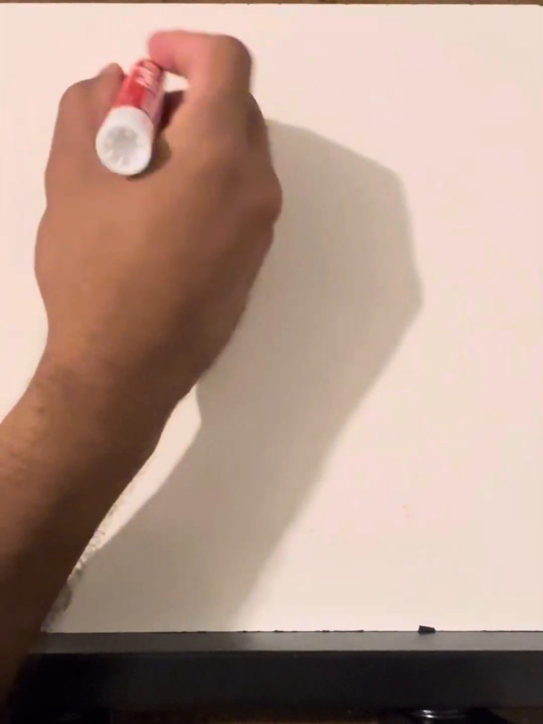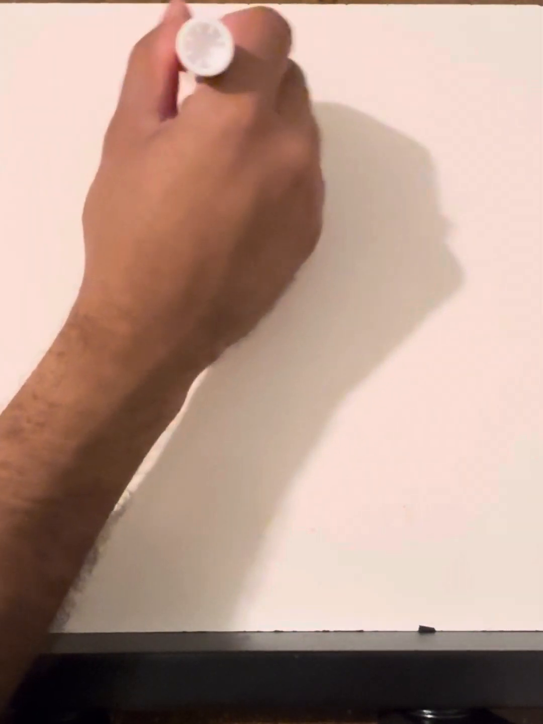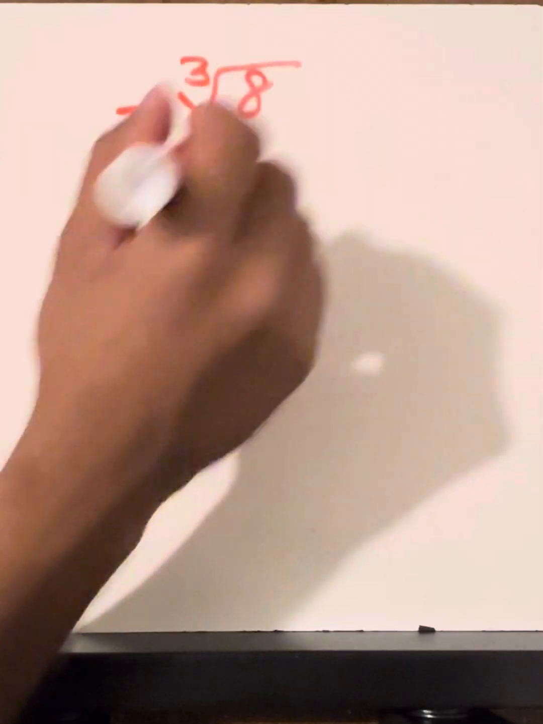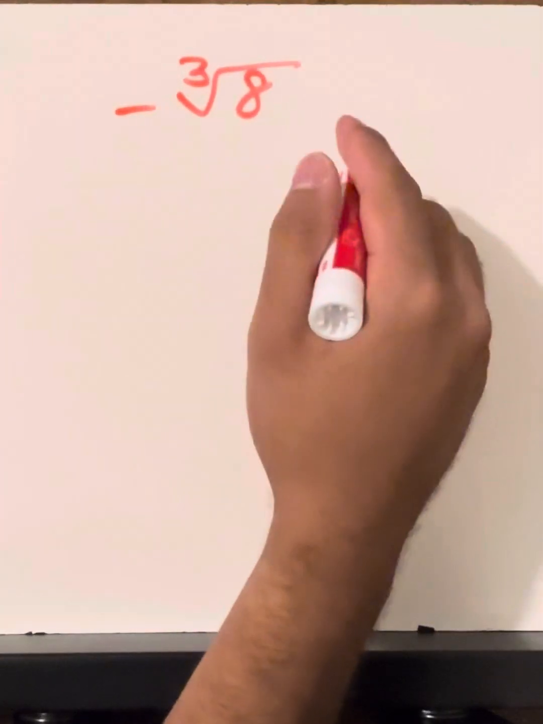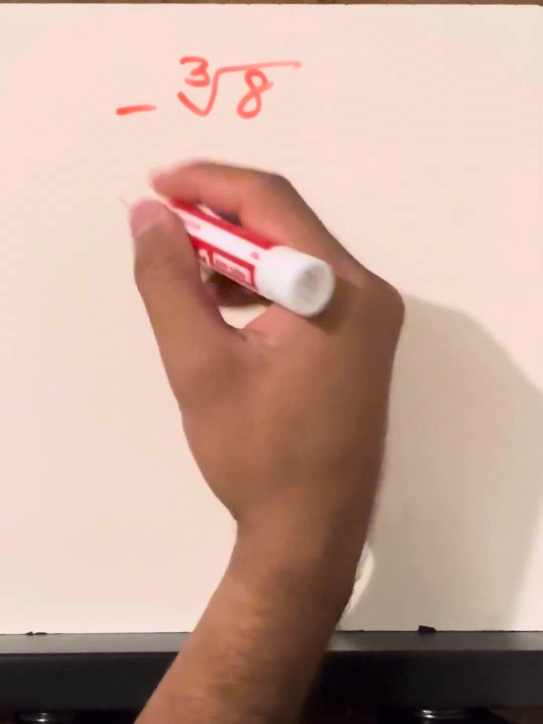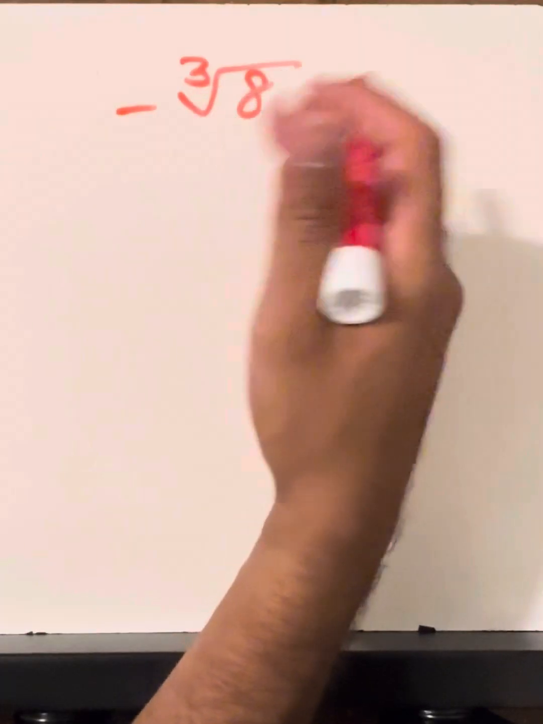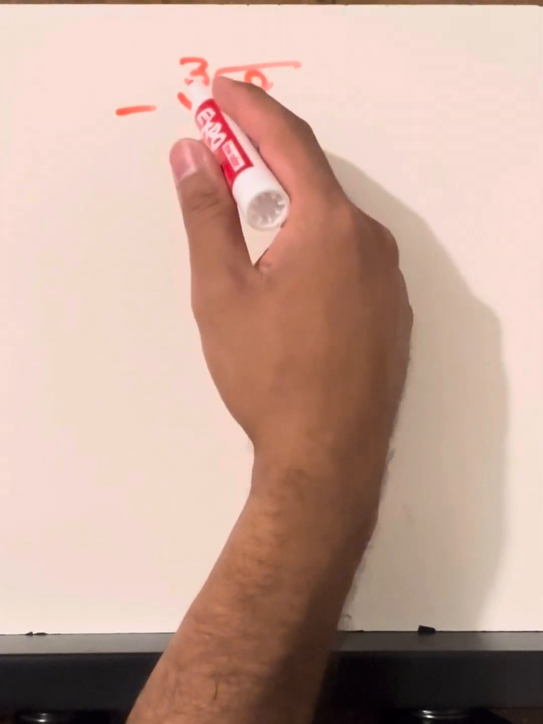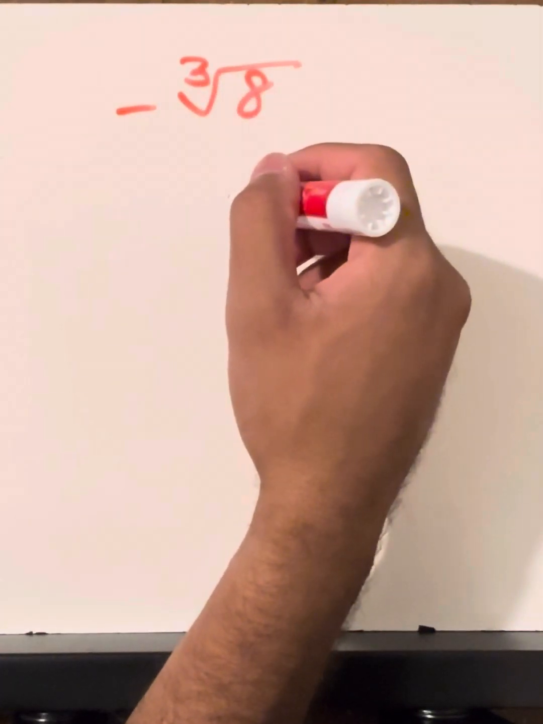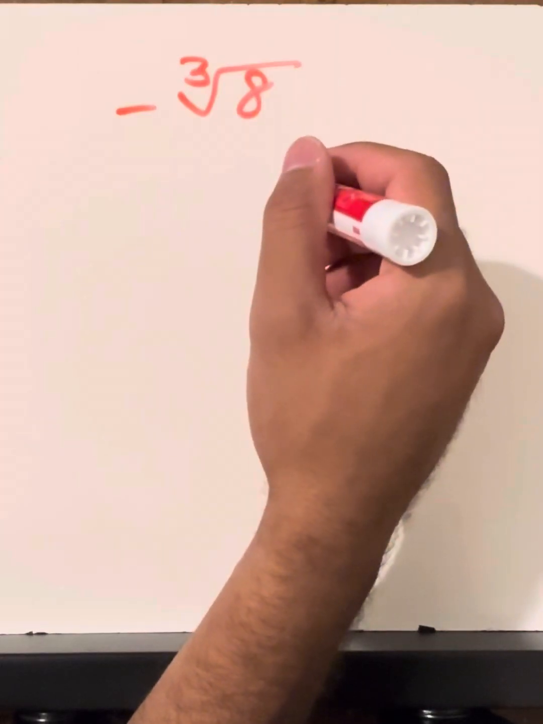Let's say, for example, that they tell us negative 3 root 8. They have already put it into the n root a form, which is nice. Now we just have to see what is the third root of 8. Notice that your n is odd and your a is greater than 0, so you will have one answer.